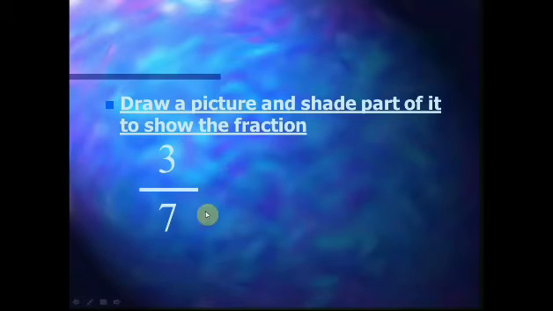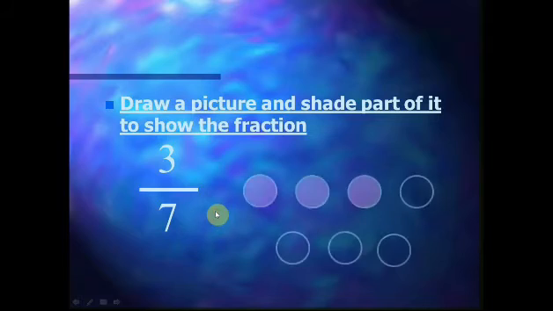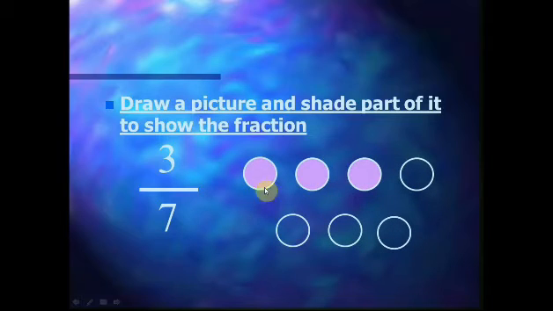Firstly, 3/7 or 3 divided by 7. We draw 7 circles or 7 squares or 7 triangles as you like and shade the number of circles like the numerator. We have 3 in the numerator, shade 3 circles.